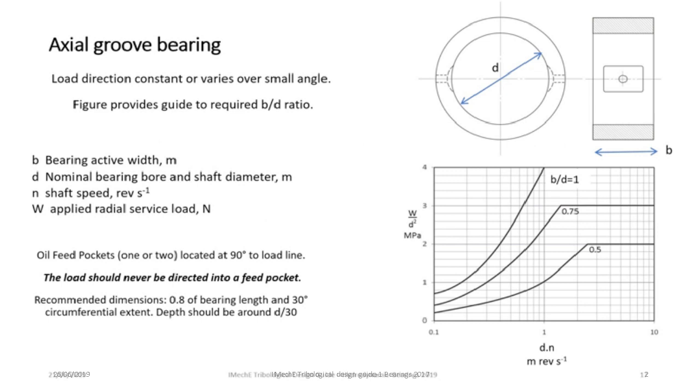If the direction of the load does not vary, or varies only over a small angle, then it's sensible to choose to supply the lubricant from one or two axial grooves or pockets, as illustrated. Knowing W, D and speed n, the figure gives some guidance on suitable values of the ratio of B to D. For a given value of D times n, the operating point of the bearing should not be above the appropriate curve for the given ratio of B to D.